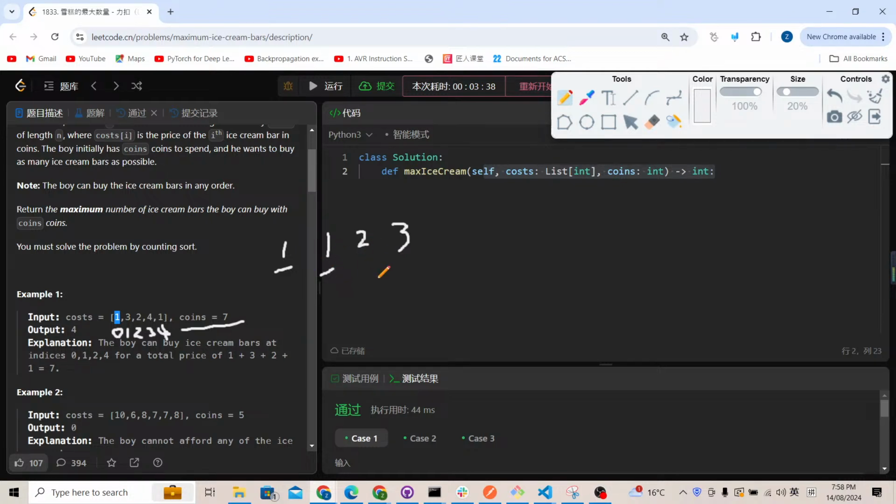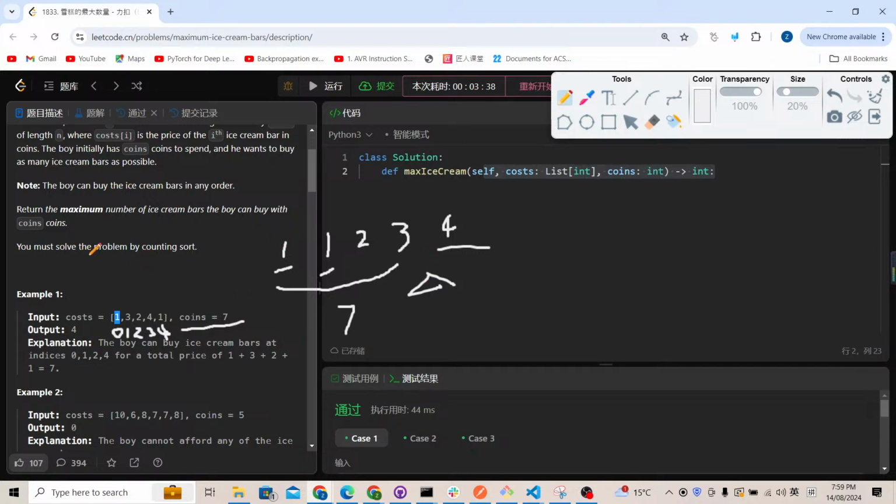So how many of them? 1 plus 1 plus 2 plus 3, it is 7. It means we need a cost of 7, and we buy the most ice cream bars, which is 4. For the next one, it is 4, and we don't have any coins, so we cannot buy it. So the straightforward idea is the greedy idea, and it is by sorting.